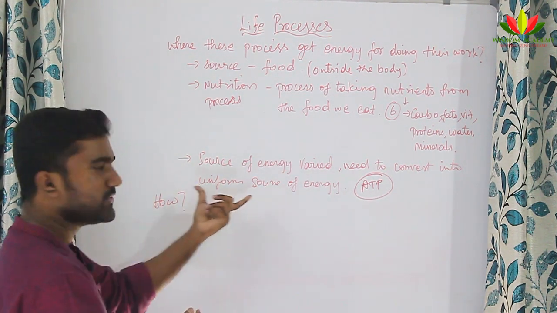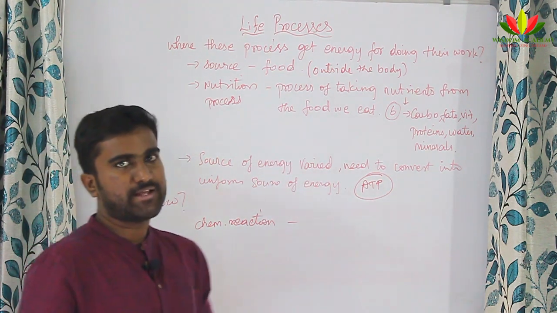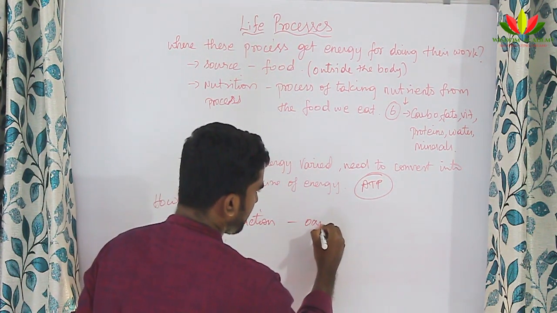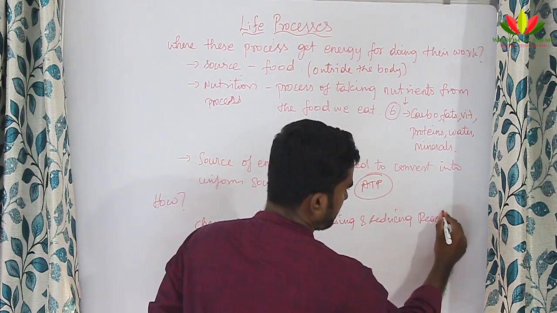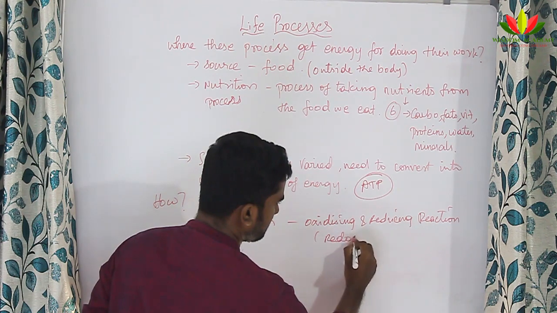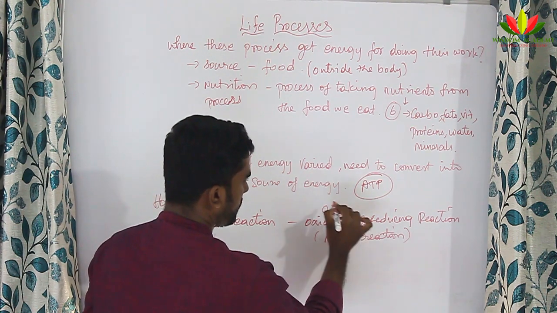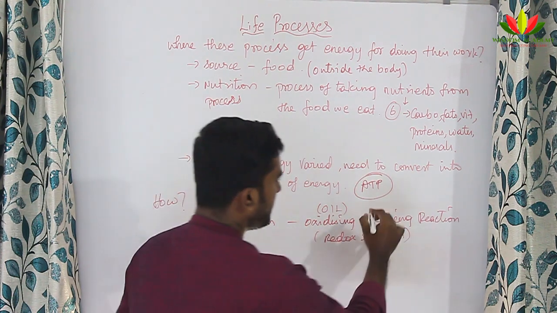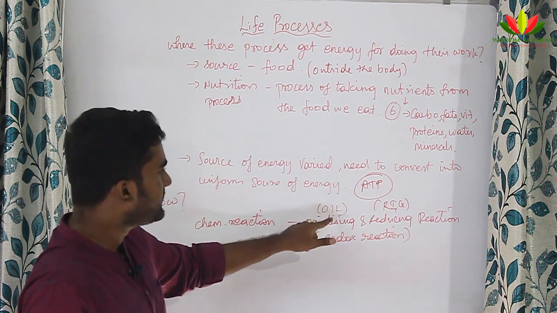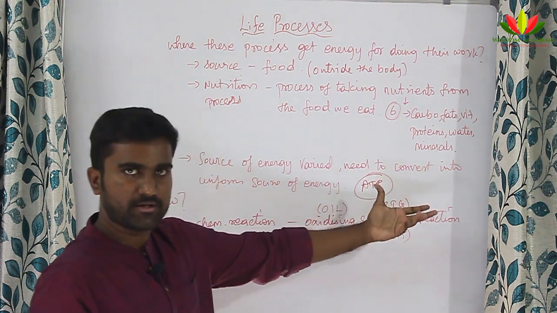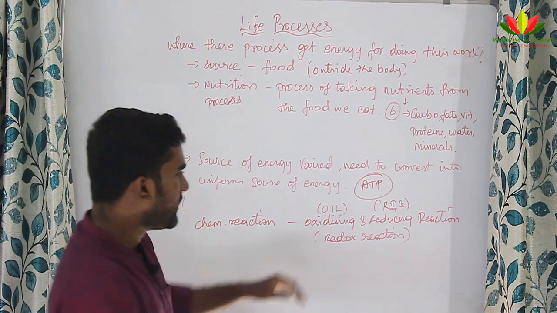Okay, here comes how this is going to happen. It's going to happen by doing some chemical reaction. Our body is going to do a chemical reaction. What is this chemical reaction? It is an oxidizing and reducing reaction. We call it a redox reaction. Oxidizing reaction is a reaction which loses electrons, and the reducing reaction is the one which gains electrons. To remember this, OIL RIG: oxidation is loss of electrons, reduction is gain of electrons. Both processes simultaneously happen in our body. This chemical reaction, the redox reaction, is going to happen in our body.